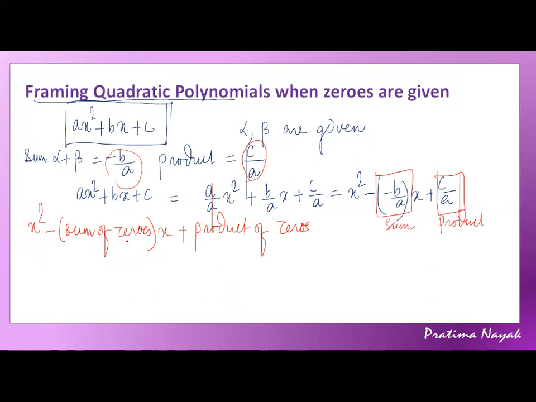So x square minus sum of zeros into x plus product of zeros. So this is the quadratic polynomial we can write when alpha and beta will be given. First I'll find the sum, then I'll go for the product. For example, I'm taking the zeros are given to me. Zeros are 2 and minus 1.